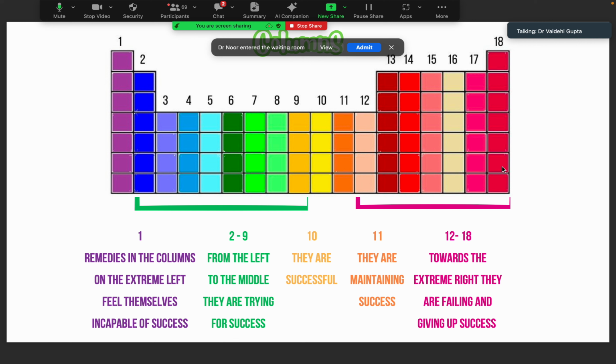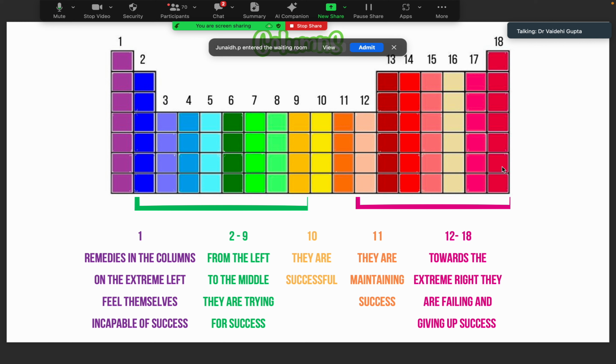Columns 2 to 9, from the left to the middle, are trying for success. Since they want success, they want to prepare. They want to prepare themselves, they want to train themselves, they want to prove themselves, they want to struggle, they want to fight with the situation so that they can get success.